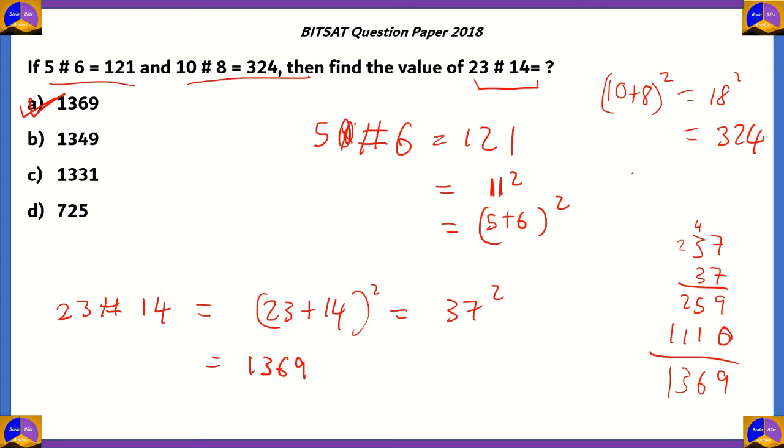The trick here is to find out the relation between the 3 numbers. We now understood that 121 is the square of the sum of the 2 numbers 5 and 6, and we're going to use the same methodology here to find out the value of 23 hashtag 14, which we have found out to be 1369.